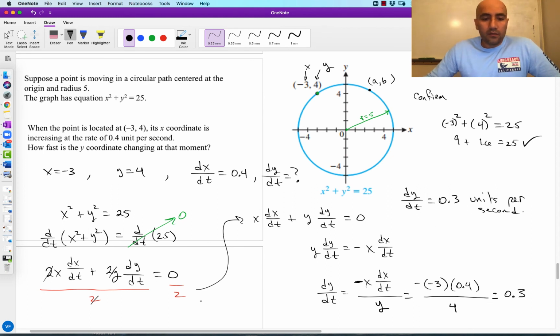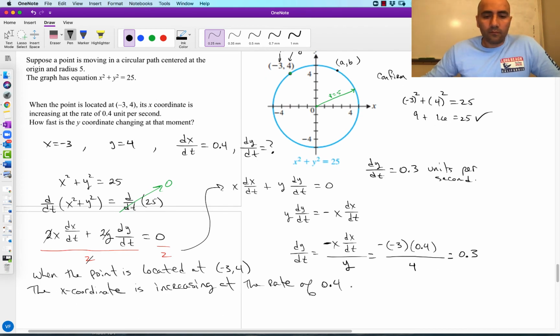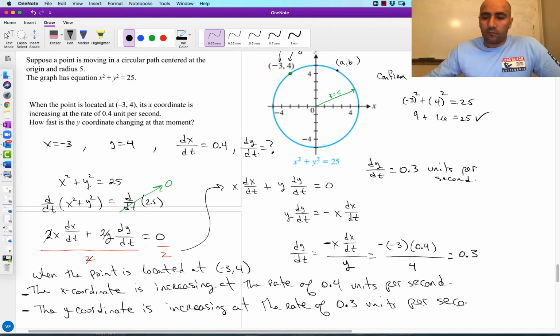So let's put a full sentence here. When the point is located at negative 3 comma 4, the x-coordinate is increasing at the rate of 0.4 units per second. That was given. That's nothing new. And then the part I'm going to contribute is that at the same time, when the point is located at negative 3 comma 4, so this is the part we found, the y-coordinate is also increasing at a rate of 0.3 units per second.